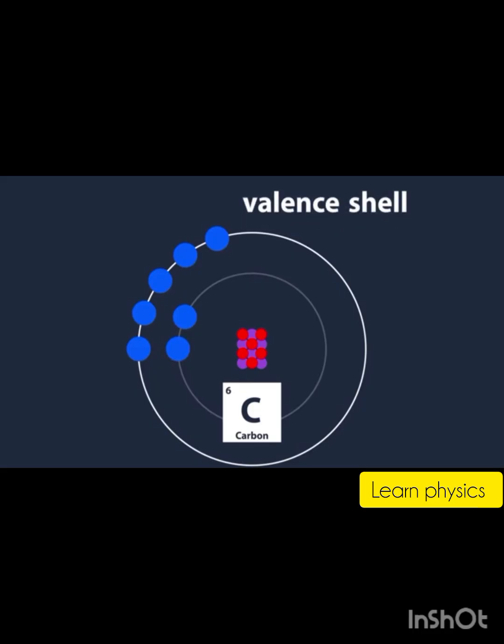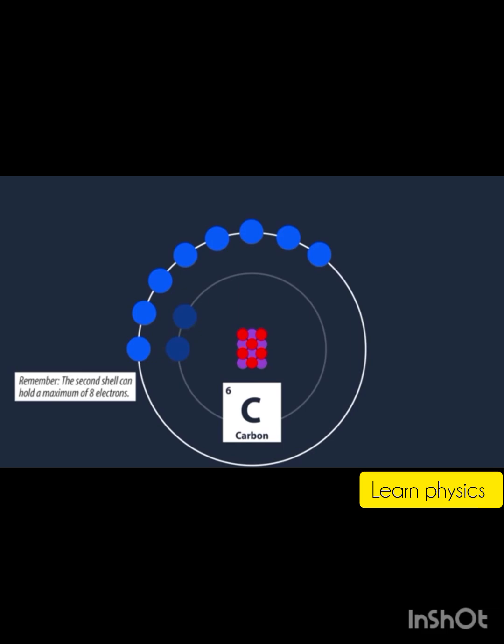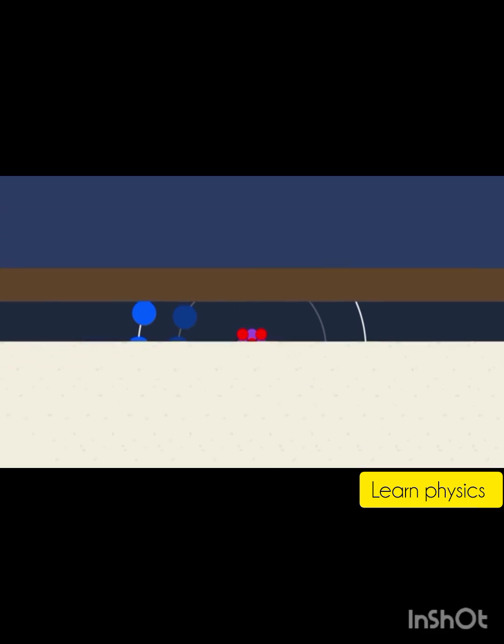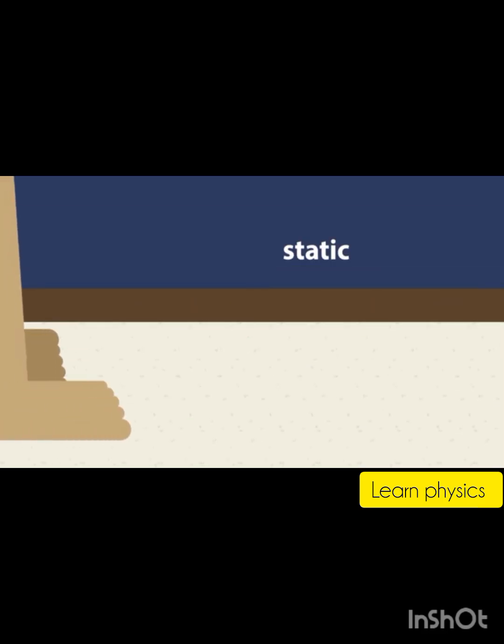This shell is called the valence shell, and its electrons are called valence electrons. When the outermost shell is full, the atom is generally stable and least reactive. You may be familiar with the term and effects of static electricity.